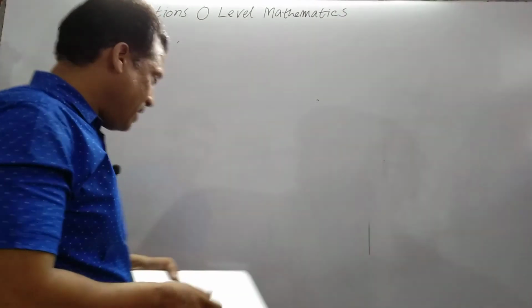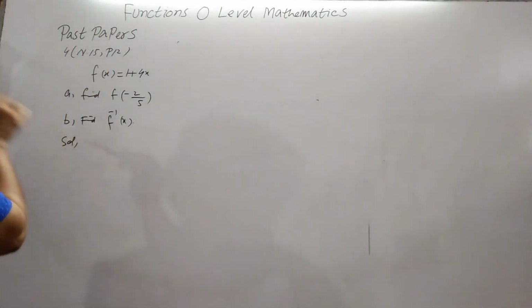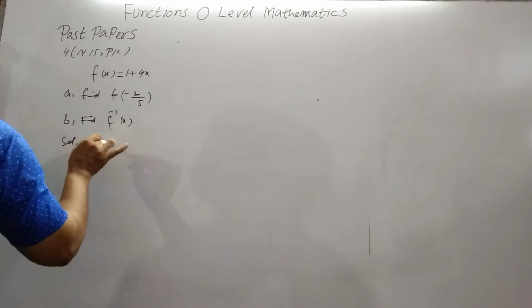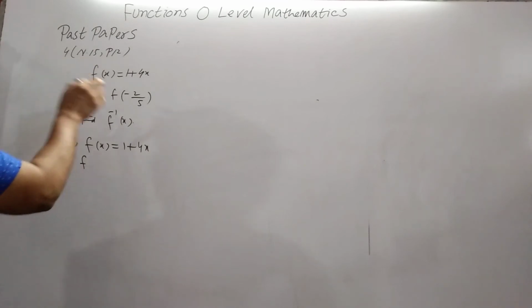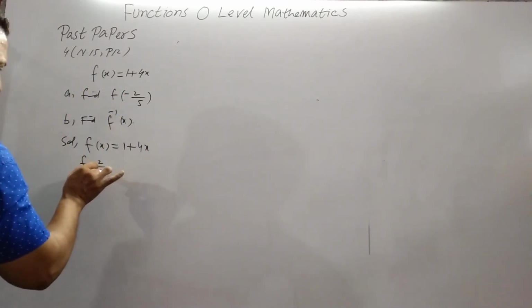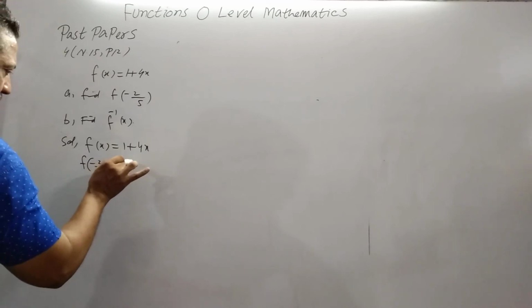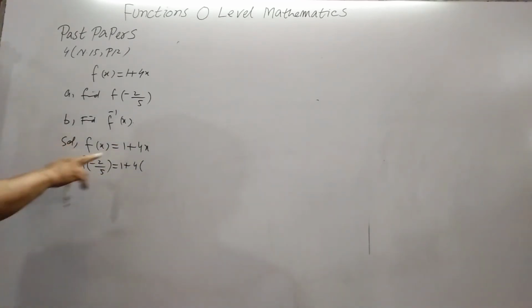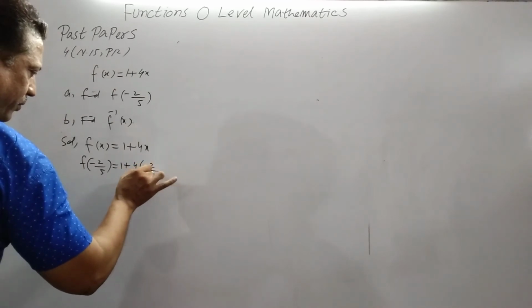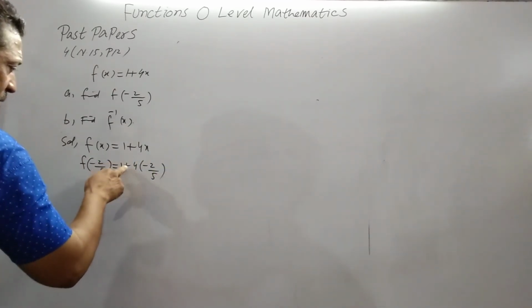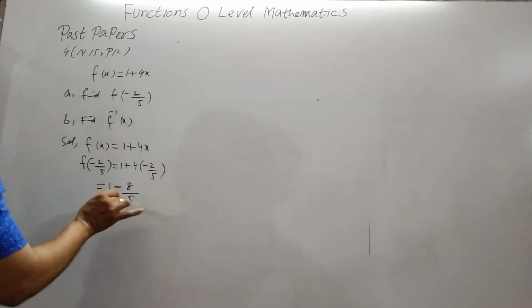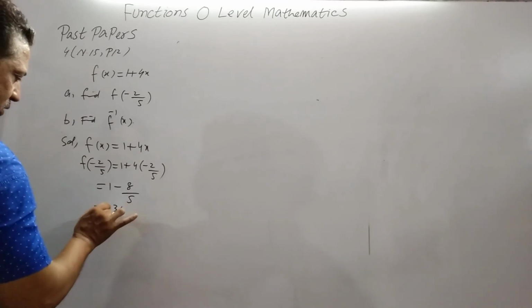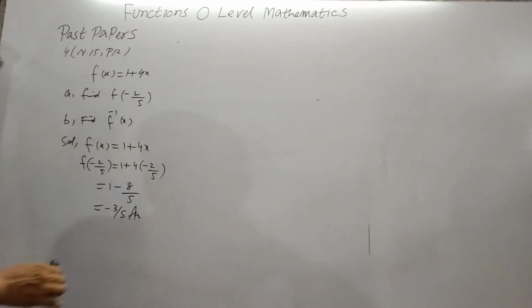Very easy. First solution. Given that f(x) equals 1 plus 4x, now we have to find f of minus 2 upon 5, which equals 1 plus 4 into x. Replace x by minus 2 upon 5: 1 plus 4 into minus 2 upon 5, which is 1 minus 8 upon 5. Take the LCM: 5 minus 8 is minus 3 upon 5. So minus 3 upon 5 is the answer of part A.